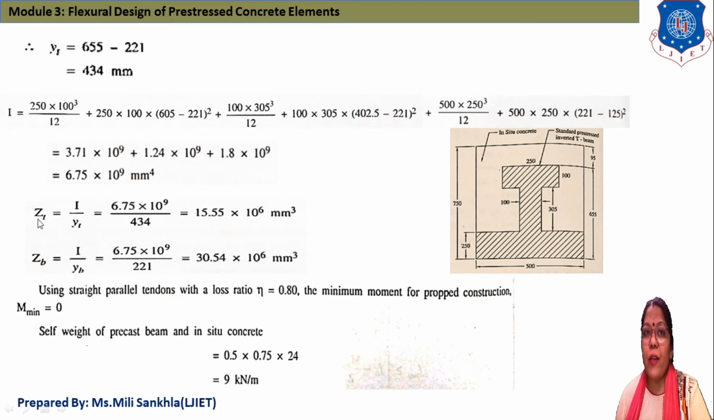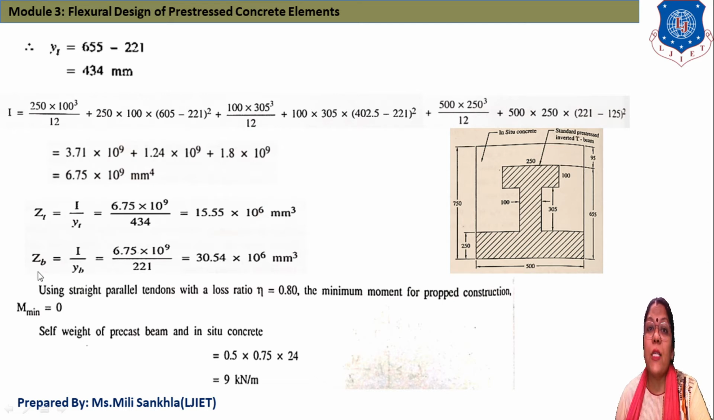Now first we find out ZT. ZT is equal to I by YT. I means moment of inertia of the total section, and YT means the distance of the top fiber from the CGC level. Okay, and that is 434. Answer is 15.55 into 10 raised to 6 mm cube.